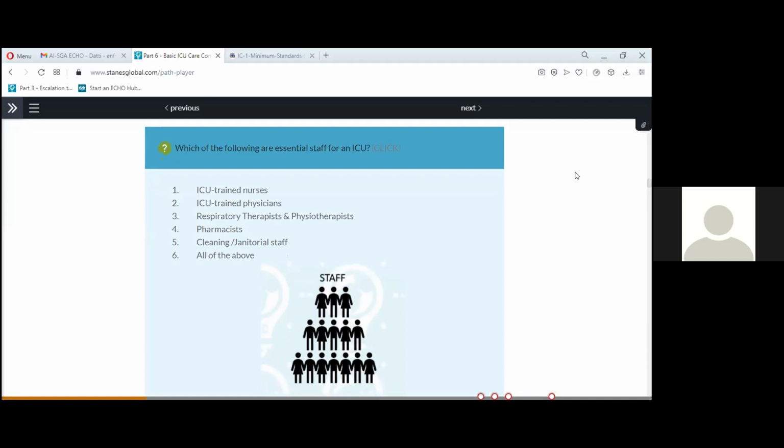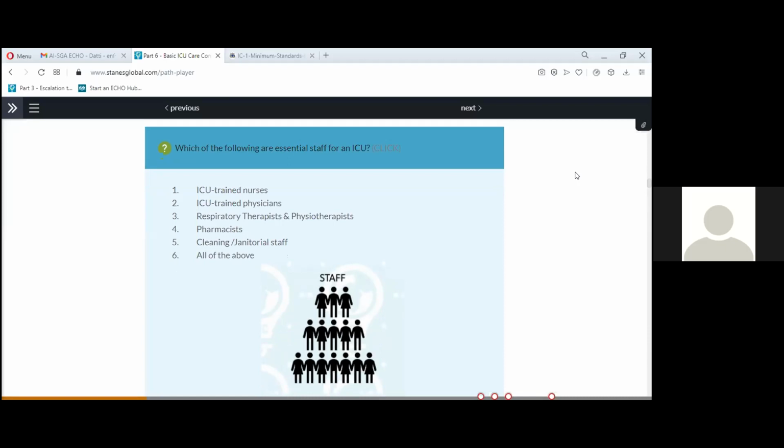Number two is ICU trained physicians. The physicians are the overseers of the ICU, and they are the ultimate people that make guided interventions based on experience and expertise. They control and make interventions on the patients to improve the patient care.